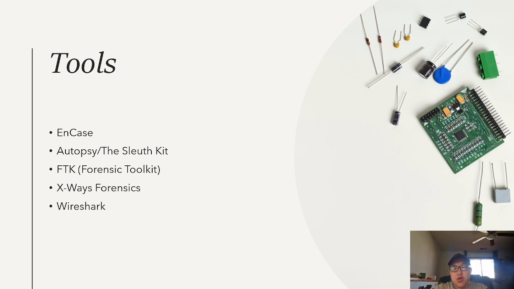FTK, much like the others, is used to collect evidence and analyze data. However, it is more often used for data which have large data sets, and it also supports a variety of file systems. X-Ways Forensics is quite similar to the others. However, it is often praised for its speed, low system resource usage, and its technical depth.